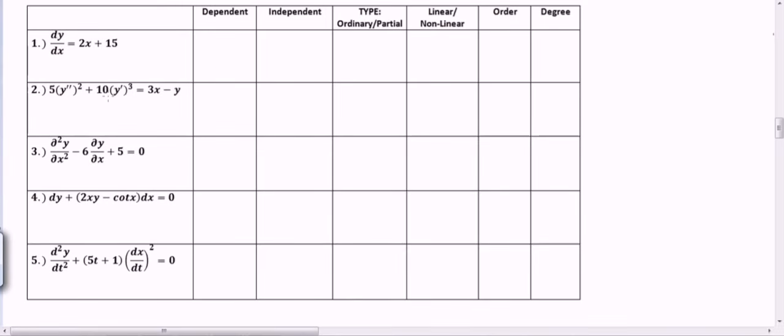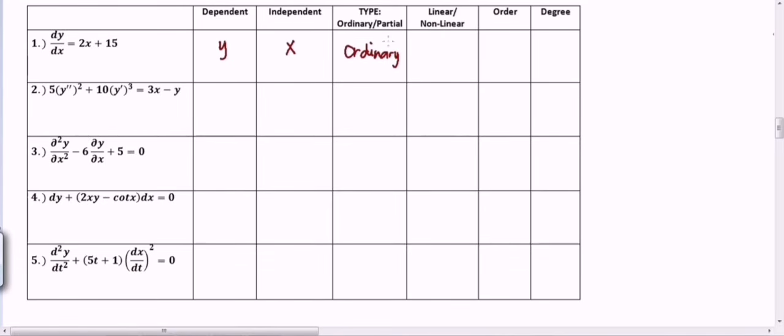dy over dx is equal to 2x plus 15. So again, for the dependent variable here, look at the derivative, the one in the numerator. So the dependent is y, and then the independent is x. The one in the denominator. Okay? Now, when we talk about type, we know it is ordinary when it has only one independent variable. If it has 2 or more, it is called partial. Okay? We also call it partial if it has the symbol of the partial derivative. Okay? So, in this case, we have only 1 independent variable because x is the only independent variable. Therefore, this one is called an ordinary differential equation.